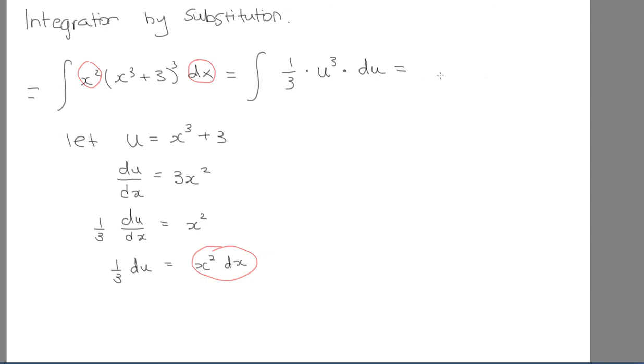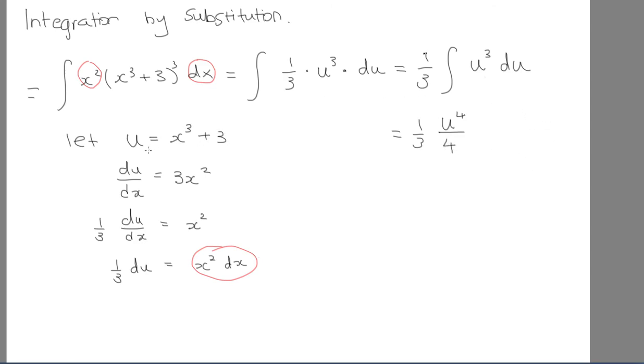So that gives us, what can you do with the 1 on 3, Osbert? Take it out, right? So you can take it out. And the integration of u to the power of 3 du. So now, June, can you integrate u to the power of 3? 4 over 4. Very smart. So this is equal to 1 on 3, u to the power of 4 over 4, okay?